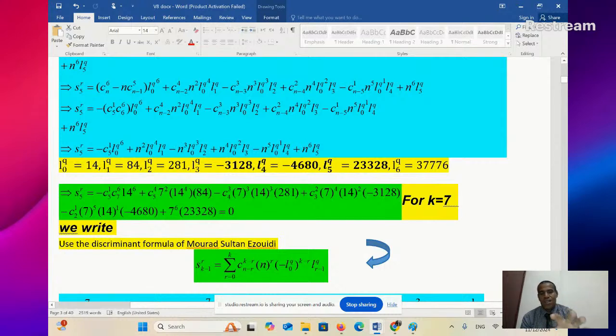And this one is in level B. Now you are here, learners, professors, teachers, or colleagues. You are in level A. You are learning from me. How can you use this discrete formula of Murad Sultan Ezouidi? It will help you to understand the behavior of the roots of this nth degree equation and the roots of the new nth degree equation. And then we will make a conclusion on how it works.